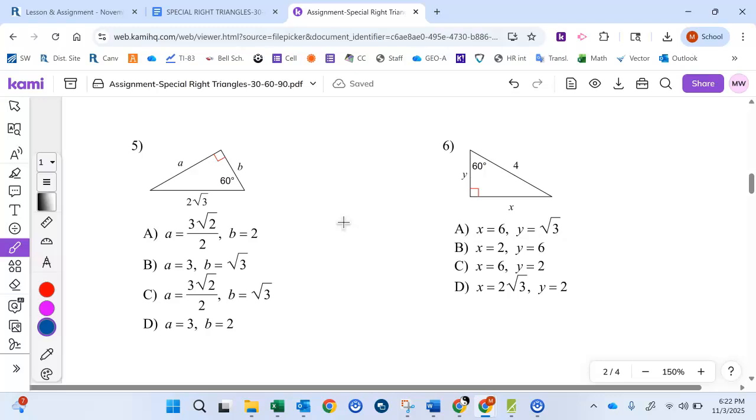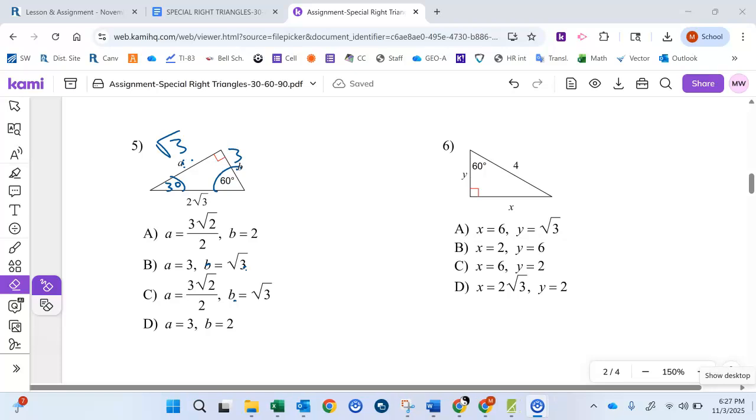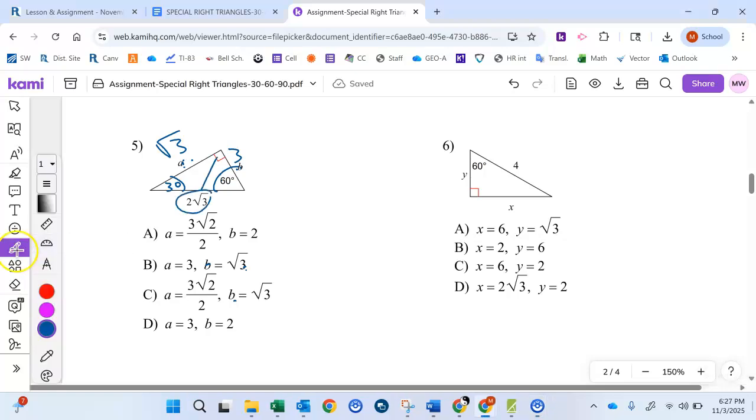So again, we know we've got a 60. So A is your 60. B has got to be your 30 then, right? But we don't have the 60 or that. But what we have is a hypotenuse, right? So that's the hypotenuse, opposite that.